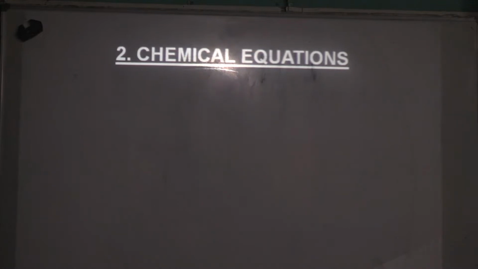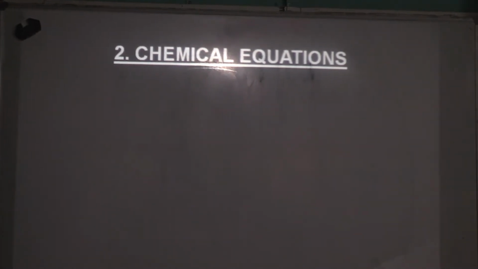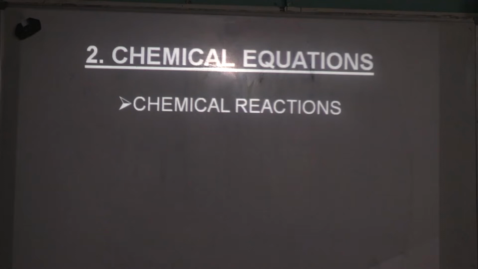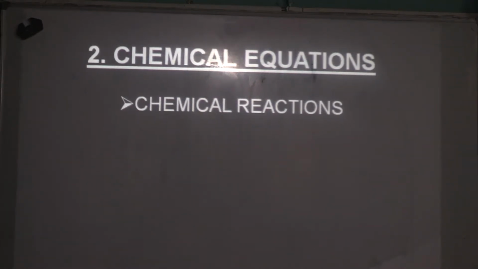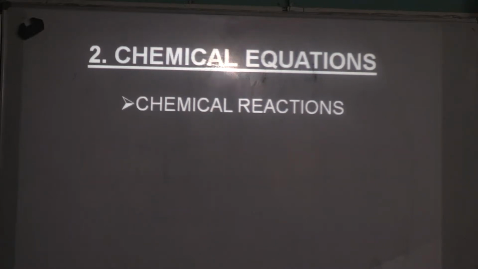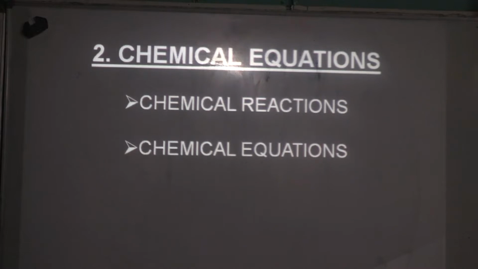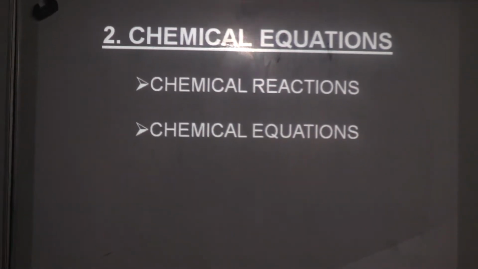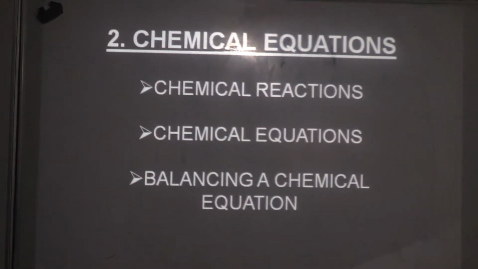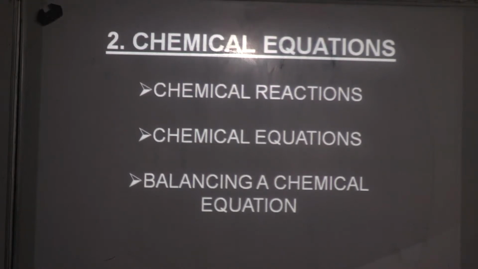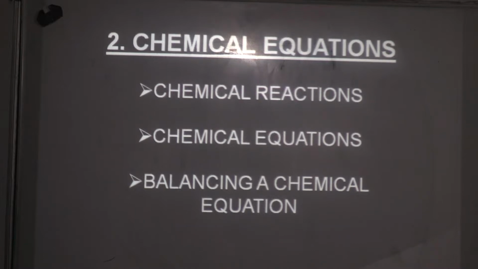This is the very easiest chapter, chemical equations. So what are the main concepts involved in this chapter? One, chemical reaction. So how can you identify that a reaction has taken place between two substances? Next, chemical equations. How to write the chemical equation? Next, after writing the chemical equation, balancing a chemical equation. So what is the need of balancing a chemical equation and how to balance the chemical equation?